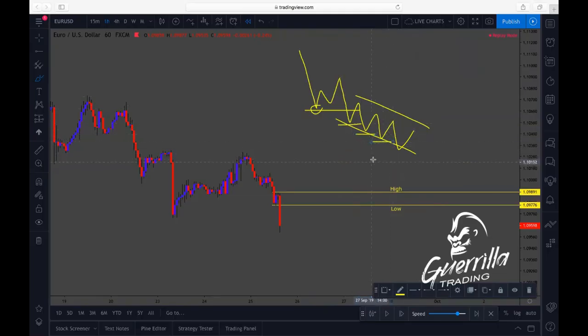So it's showing us that buyers are coming into the market and are fighting against the sellers, and they want the market to go up. And this is a key factor in price action we have to look out for, because this will really help us stay out of the market when the market is not impulsive.